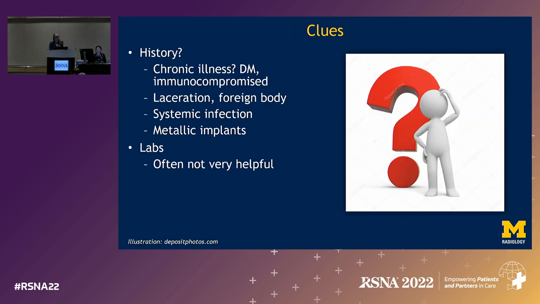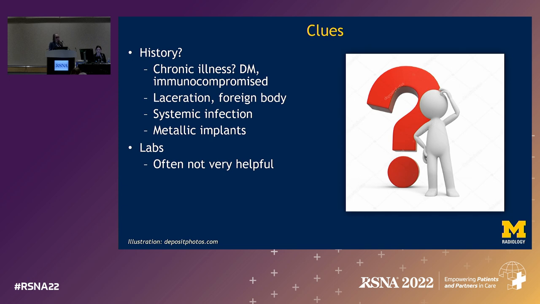So we need to consider the patient as a whole. Do they have chronic illness? Do they have diabetes? Are they immunocompromised? Did they have a laceration or foreign body? Are they systemically ill? Are they septic? Do they have metallic implants or prior hardware?